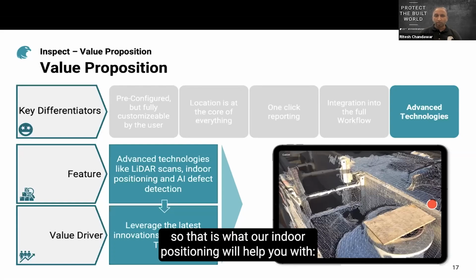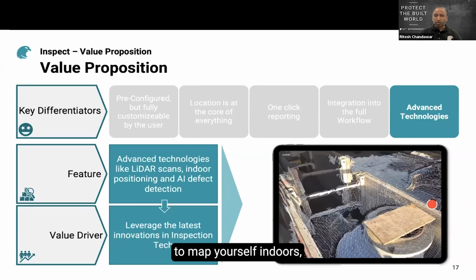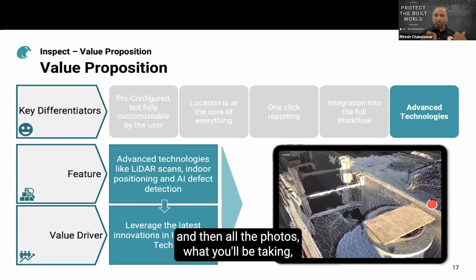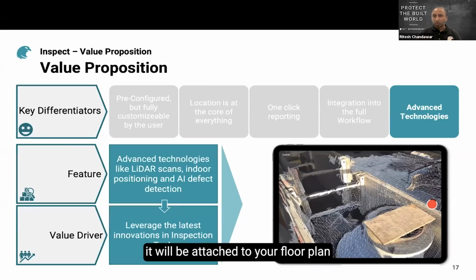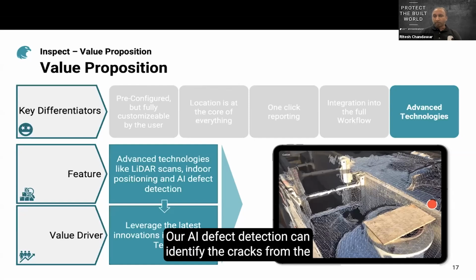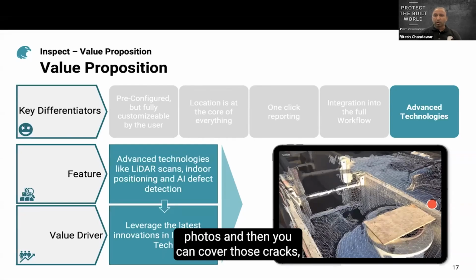So that is what our indoor positioning will help you with: mapping yourself indoors. Then you start the inspection, and all the photos you take will be attached to your floor plan based on your location. Our AI defect detection can identify cracks from the photos, and then you can color code those cracks, which will be available in the report afterwards.